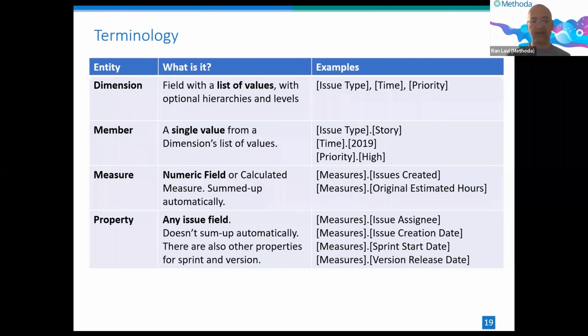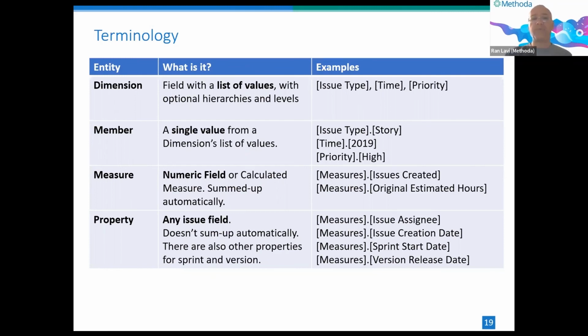It can be a built-in measure of EazyBI, like issues created, issues resolved. It can be a custom field, a numeric custom field that you import into Jira, into EazyBI, sorry, and it is automatically summed up. And property, it's a field on the issue level. Actually, there are also other special properties, for example, on the sprint level and on the version level. We will talk about it later. But most of the properties are on the issue level, and they represent any field. I can take, for example, a single line text field and import it as a property.